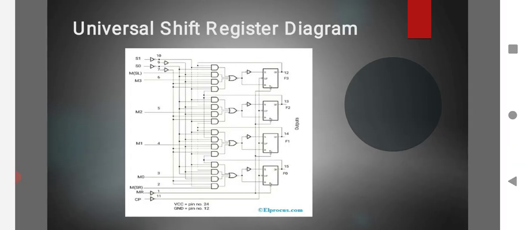This is the overall block diagram, the universal shift register diagram. Here two AND gates are combined together into an OR gate, and it is given to the flip-flops through a NOT gate, that is, the complement of the output signal is produced here, and the outputs are denoted by F0, F1, F2 and F3.